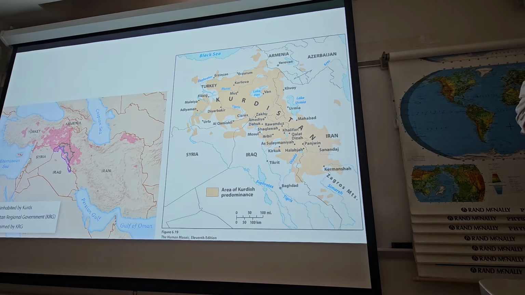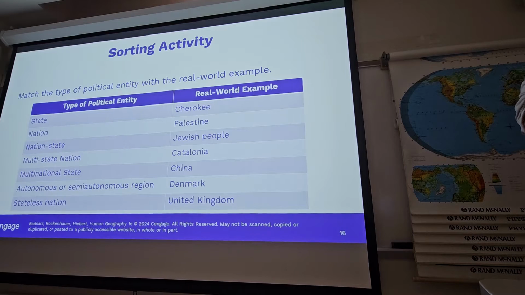Like I said, stateless nations, a couple different maps, kind of showing the distribution. I'm not going to have you do an activity.